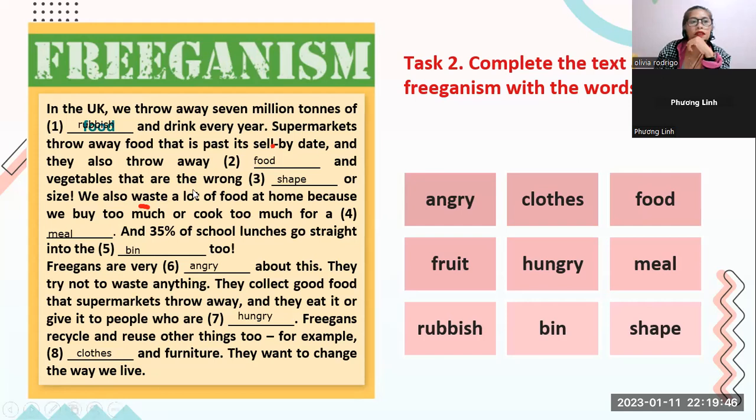Okay. And they also throw away what? Fruit and vegetables that are the wrong shape or size. Oh, in the Philippines, we did not throw that. The department stores try to sell it, even though it is out of shape. Okay, next is.